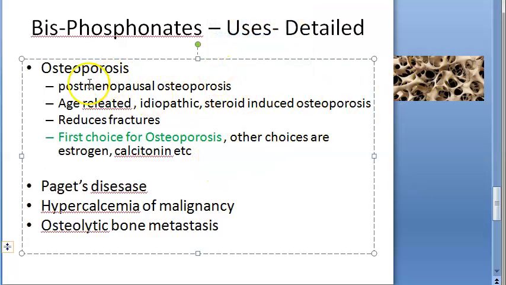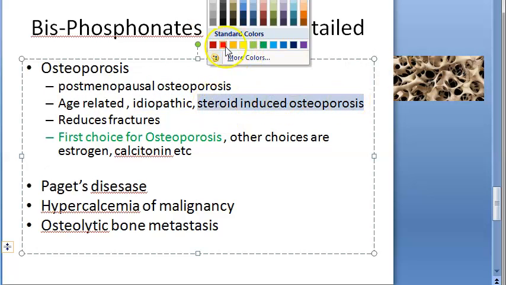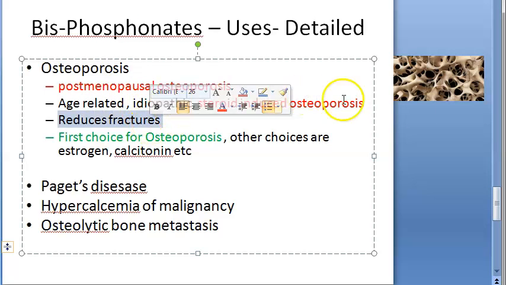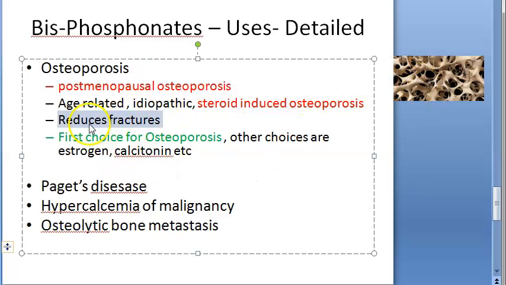This is any type of osteoporosis like postmenopausal osteoporosis, age-related osteoporosis, idiopathic osteoporosis, steroid-induced osteoporosis. In any such cases, you can give bisphosphonates like alendronate or anything. These basically reduce the fractures which are caused due to osteoporosis. So it is the first choice. Other than bisphosphonates, you can use estrogen, calcitonin, etc. But the first choice is actually bisphosphonate.